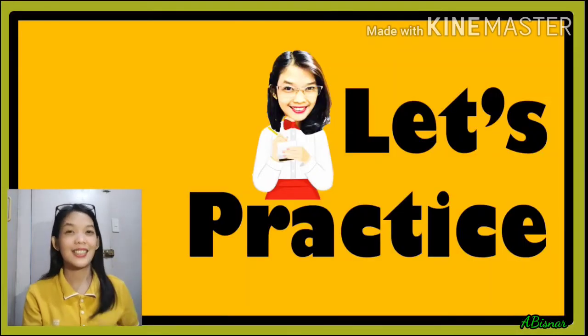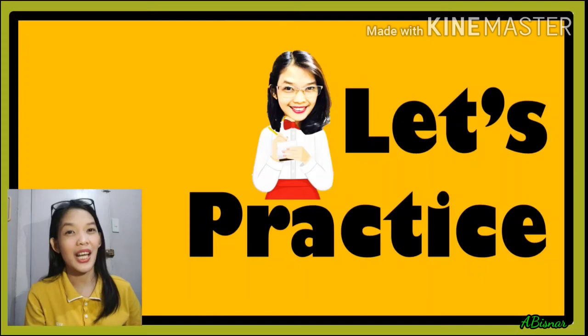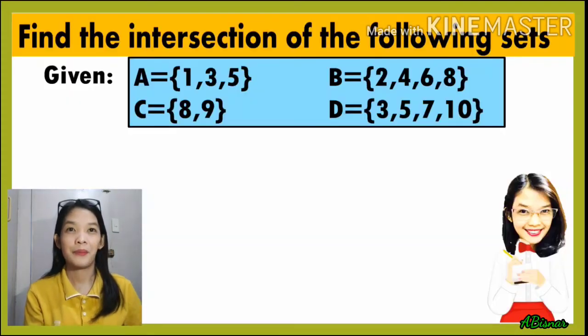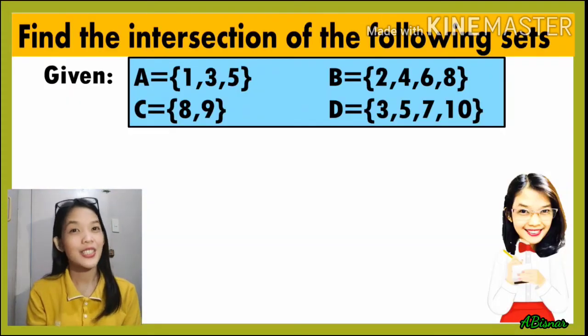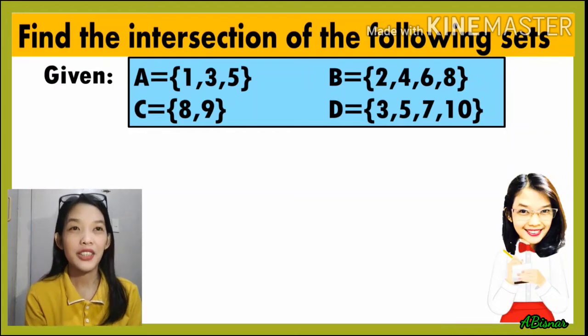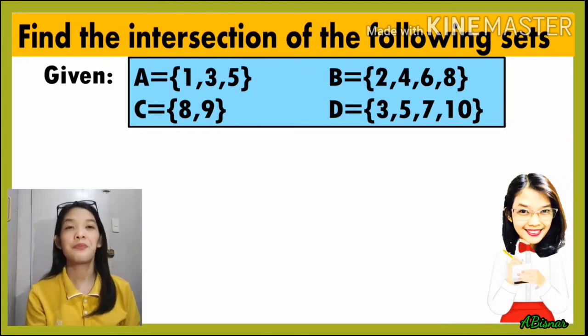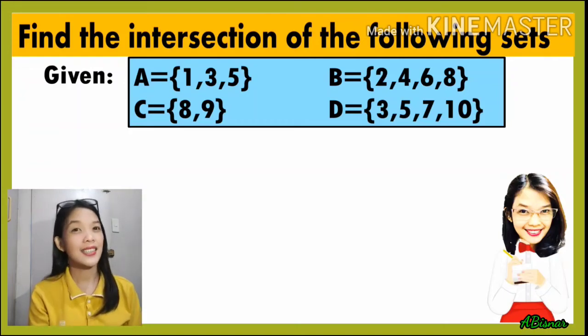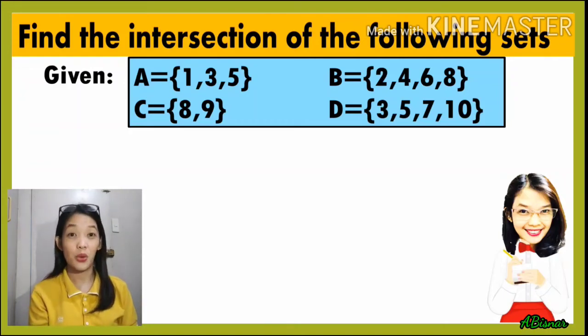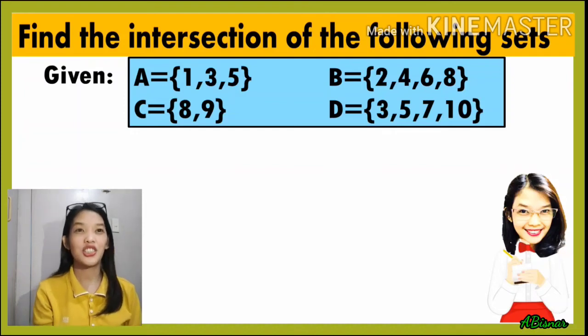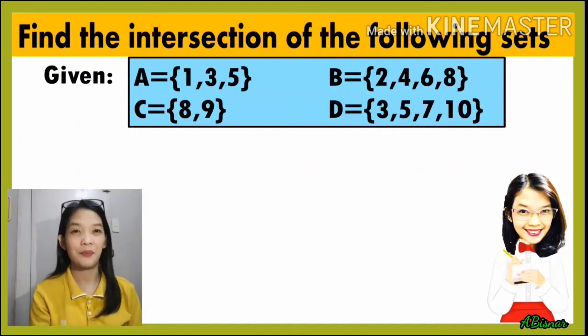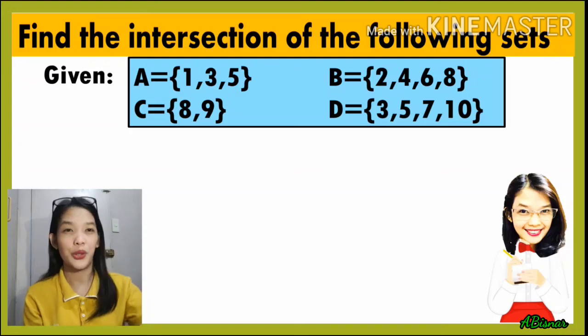So let's practice. You can pause the video and try to answer this. Let us read first the direction. Find the intersection of the following sets. So the given are, set A has the elements 1, 3, 5, set B has the elements 2, 4, 6, and 8, and set C has the elements 8 and 9, and the last one, set D has the elements 3, 5, 7, and 10. So this is what you're going to look for.